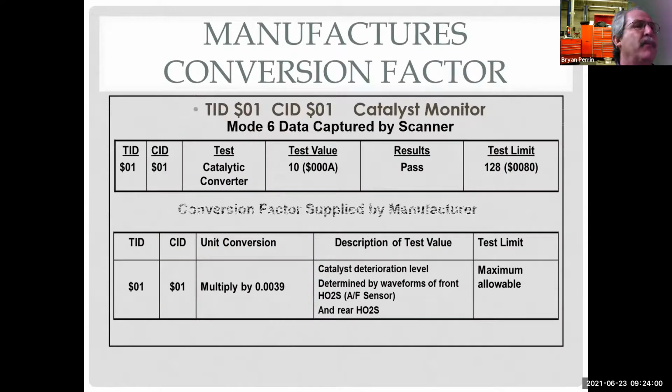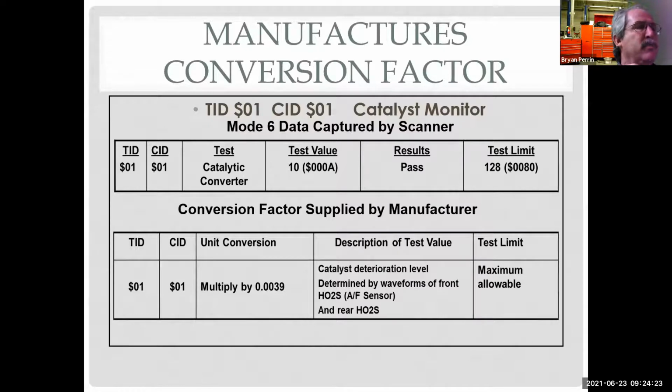So here's an example with a catalytic converter. Catalytic converters are a little bit different in that most manufacturers measure the amount that the catalytic converter has degraded, not how well it's doing. So in this case, a test result of 0 would mean the catalytic converter is working at 100% efficiency. It's great.